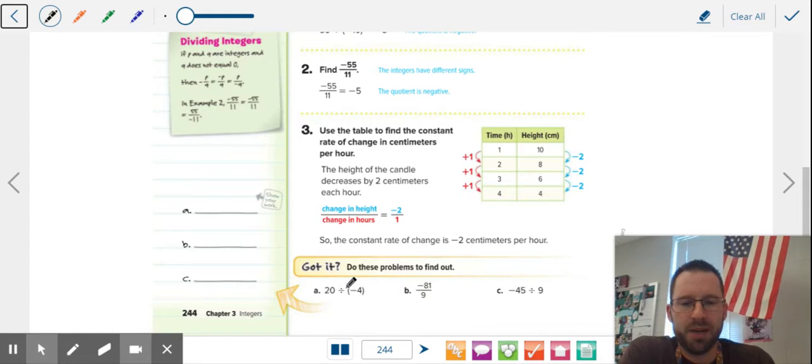So here we have a positive and a negative, so I know it's going to be a negative answer. 20 divided by negative 4, or 20 divided by 4 is 5, so it's going to be a negative 5. Over here, remember, fractions are a form of division. We have a negative divided by a positive, so it's going to be a negative answer. 81 divided by 9 is 9, so it's going to be a negative 9. Over here, once again, we have a negative and a positive. It's going to be a negative answer. 45 divided by 9 is 5.